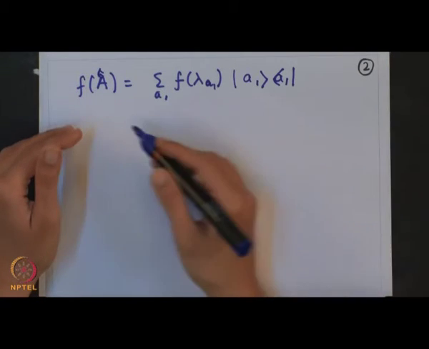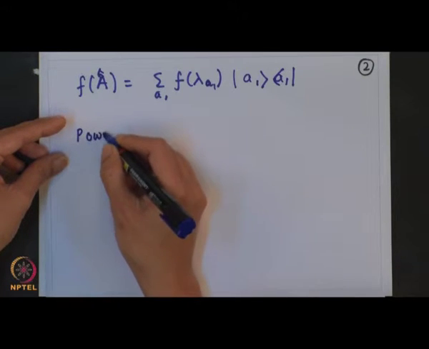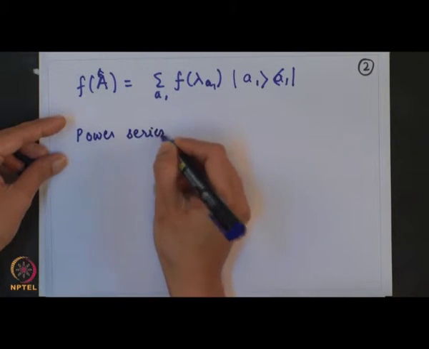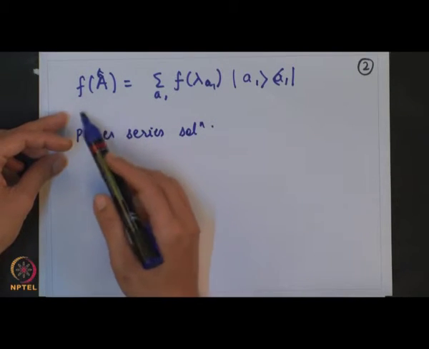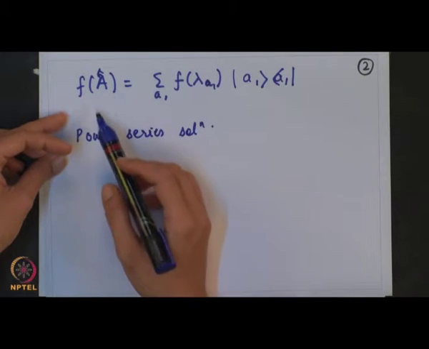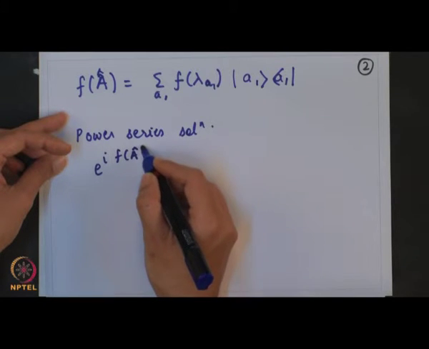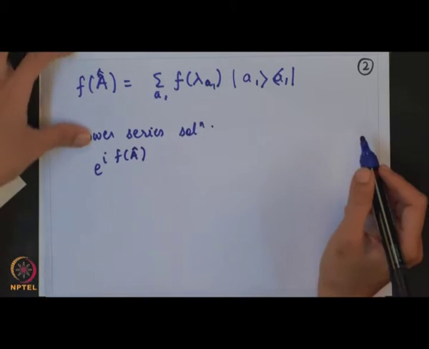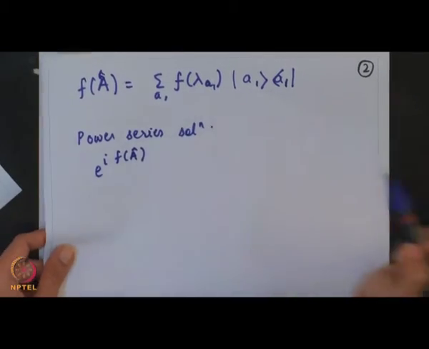Okay. Similarly, one can write it in terms of the power series solution. That is, you take this as an exponent, that is e raised to i f of A prime, which can be expressed in terms of these bases. So, simply you can rewrite it in terms of the eigenvectors, the operator on this basis.